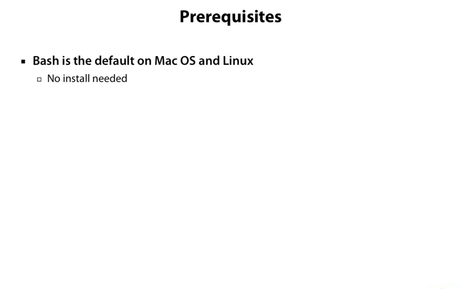What do you need to start using Bash? First of all, Bash is the default shell on both macOS and Linux. So this means that in most cases you won't need to install or configure anything before you can start using Bash. Basically, if you installed the system and you didn't change the default shell, you will be using Bash.